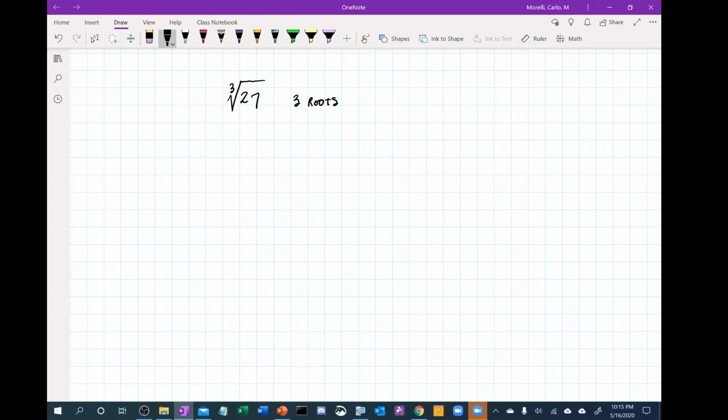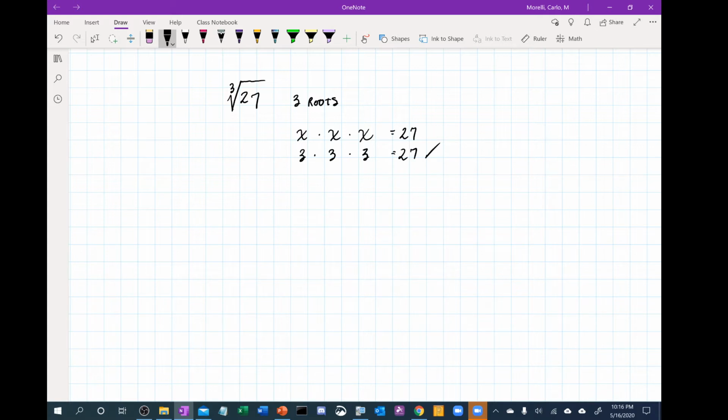You know, if you're just thinking about it, I need some number, x, that when I multiply it by itself 3 times, I get 27. Well, if you're clever, you probably think 3. 3 times 3 is 9. 9 times 3 is 27. Yeah, that checks out. That's one of the solutions.